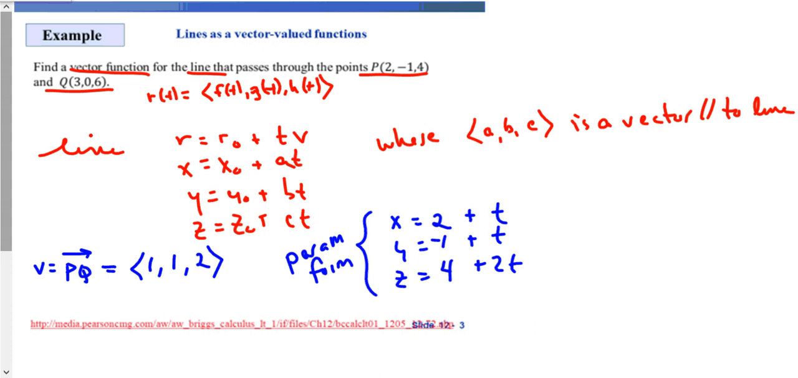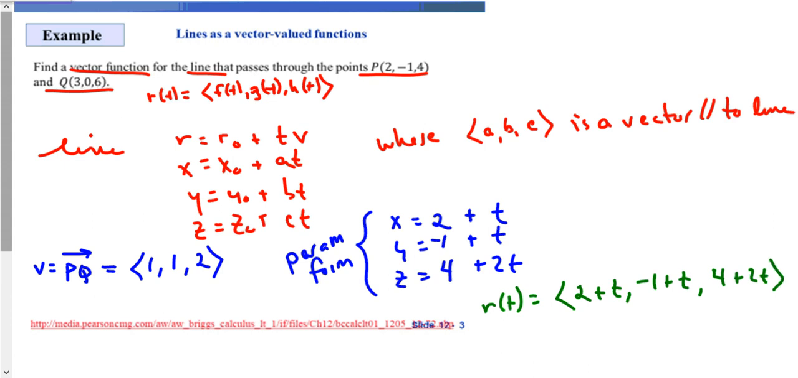So now they want the vector function though. So we're going to write it as r of t. The f of t, the function of t that gives the x, is 2 plus t. The g of t is just the y, so it's -1 plus t. And h of t is 4 plus 2t.